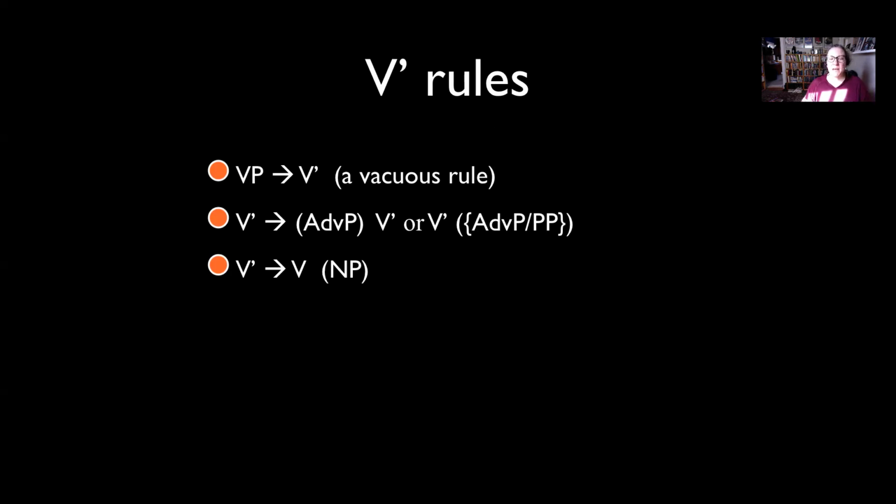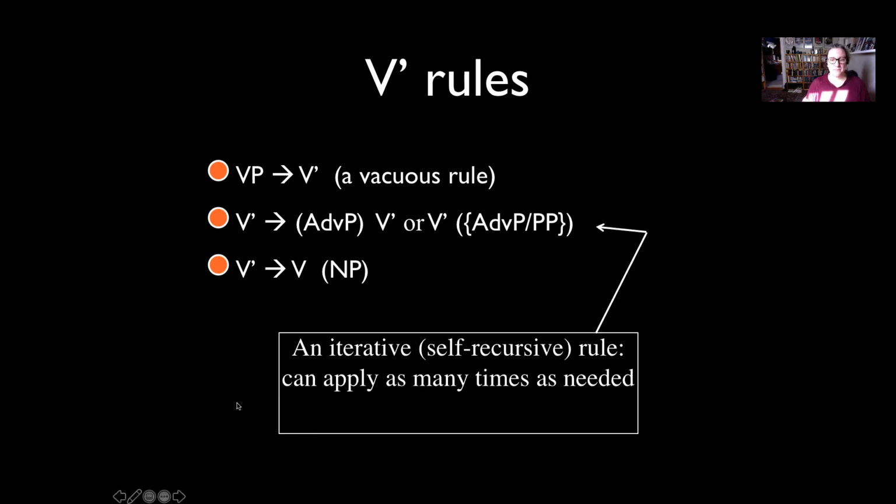The V-bar is made up of an optional adverb phrase, a required V-bar, and a complement adverbial phrase or prepositional phrase. And then V-bar is made of a verb and an optional noun phrase. That's like a transitive verb. So if the V-bar is just a verb, it's an intransitive verb, like I slept, right? This optional noun phrase is the complement, if there is one.